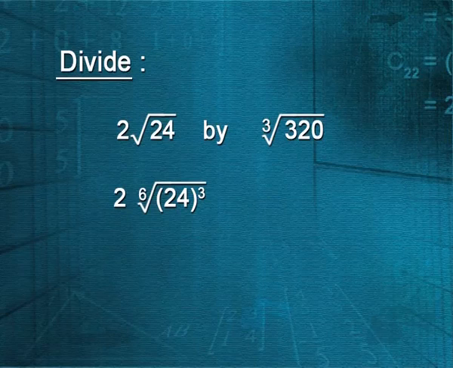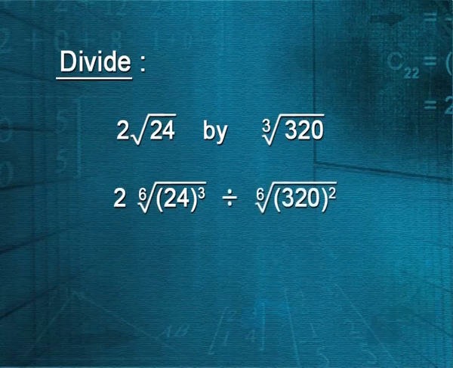Likewise, we had the cube root of 320. It has been changed to the 6th root of 320 squared. The order of the surd was 3, which is multiplied by 2, and at the same time the index of the radicand is also multiplied by 2. Therefore, it is reduced to the 6th root of 320 squared. Now, both the numbers have the same order, that is 6.